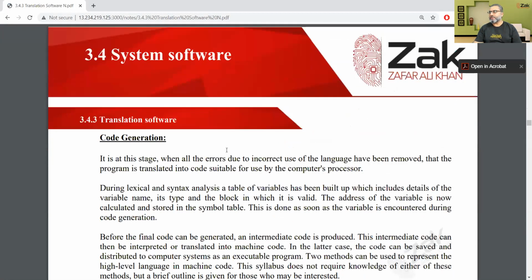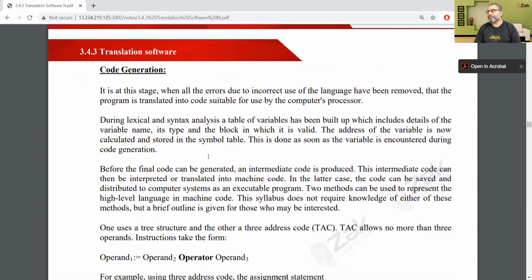So code generation. It is at this stage, when all the errors due to incorrect use of language have been removed, that the program is translated into code suitable for use by the computer's processor. During lexical and syntax analysis, a table of variables has been built up, which includes detail of the variable names, its types, and the block in which it is valid. The address of the variable is now calculated and stored in the symbol table.